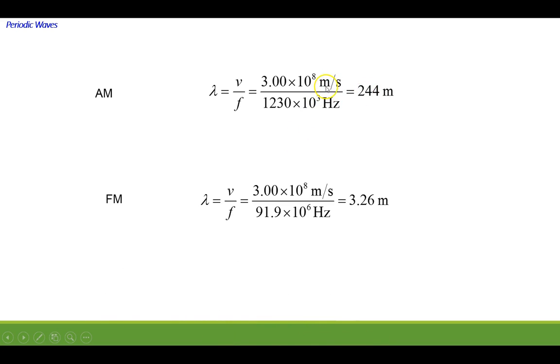Notice that the speed is in meters per second, and hertz is really 1 over seconds, so the seconds cancel out and you're left with meters. Also notice that the higher the frequency, the lower the wavelength will be. So this has a lower frequency, so a longer wavelength. And that's just a simple introduction to waves.